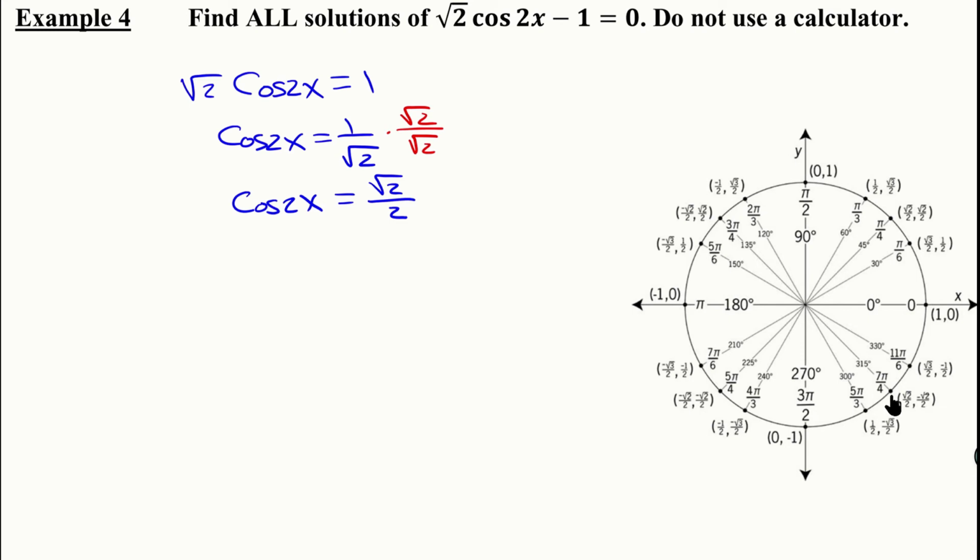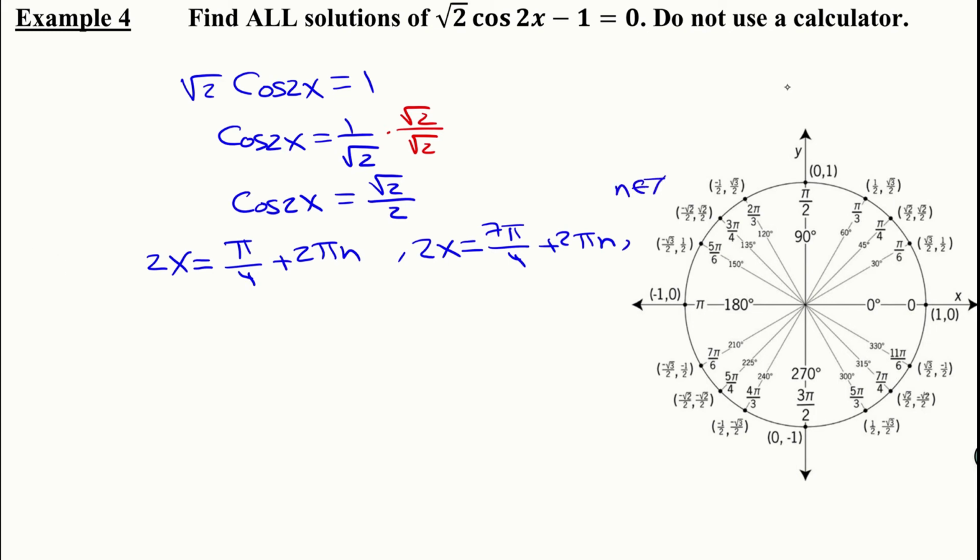So since we want all the solutions, we know that we can start at pi over 4 and keep going full circles around, either counterclockwise in the positive direction, or we can go in the clockwise negative direction and get other solutions. So one set of our solutions is going to be 2x equals pi over 4 plus 2 pi n, and the other set is going to be starting here and continuing to add full circles. So 2x equals 7 pi over 4 plus 2 pi n. In both cases, of course, for n belonging to the set of integers.